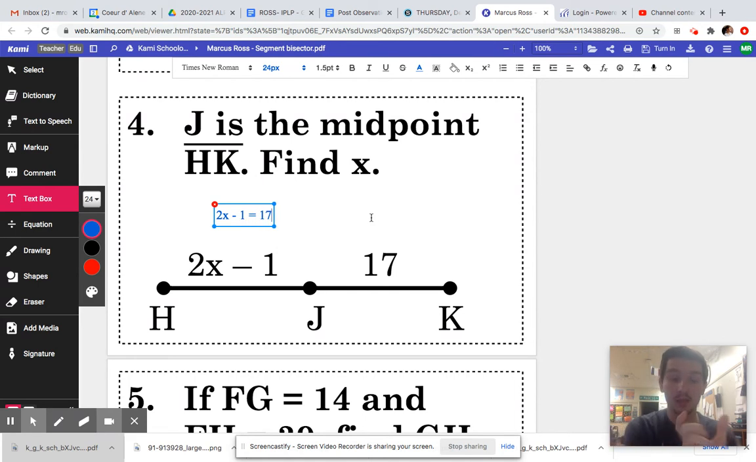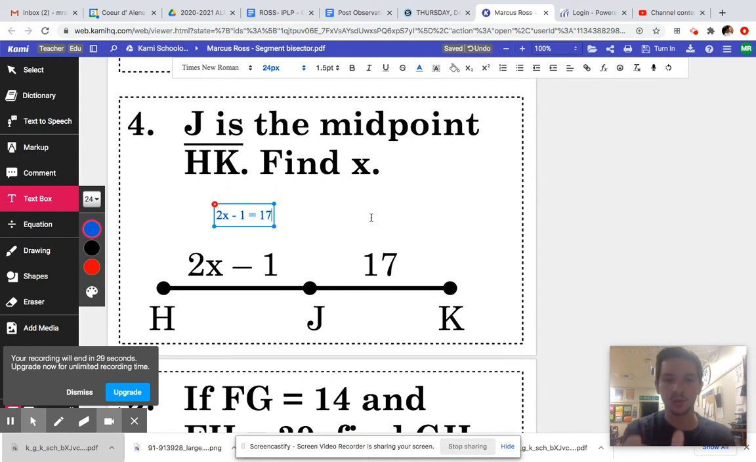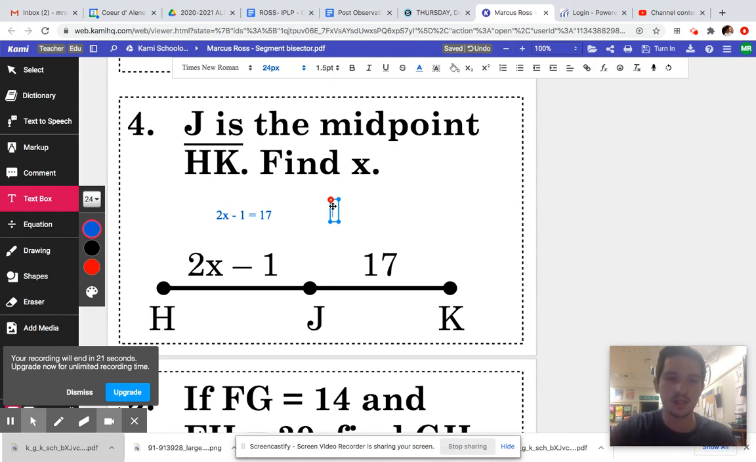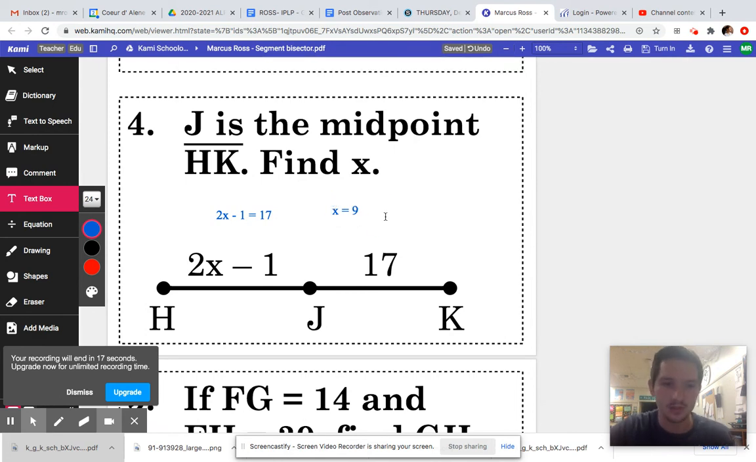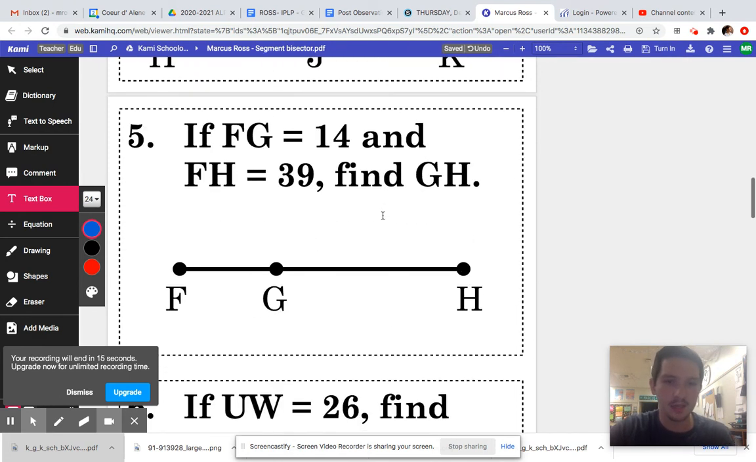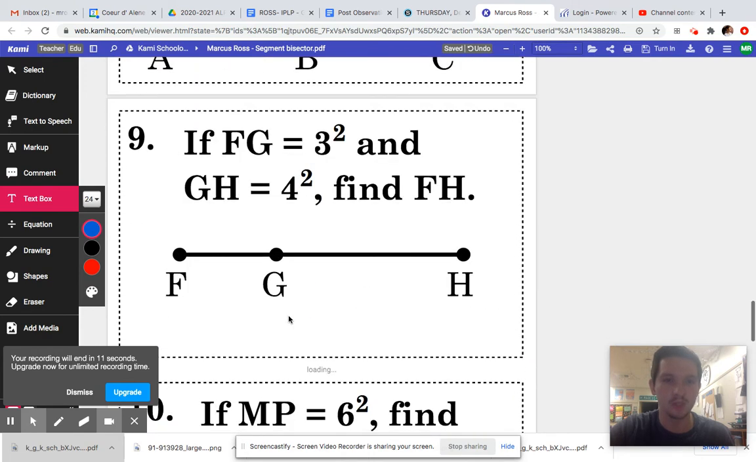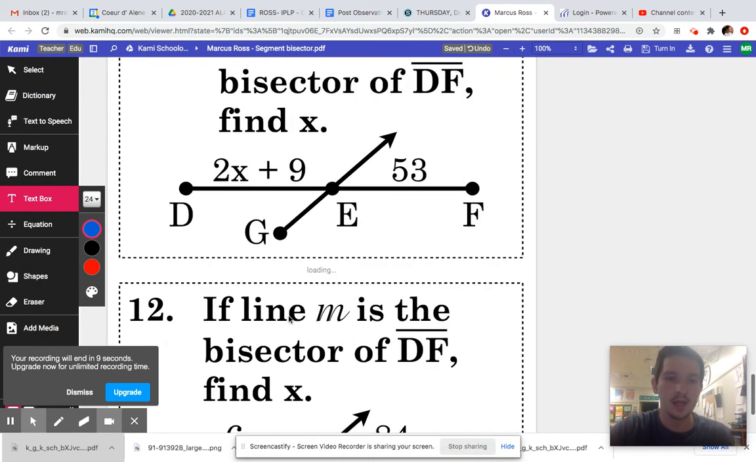We know that line segment HJ is going to equal line segment JK. So you set those equal and you can slowly do our process of linear equations. Add 1 on both sides, you have 18. Divide by 2, x is going to equal 9, and that's your answer. Keep going. That one's the same. That one's similar. That one's similar. That one's similar. Keep going.